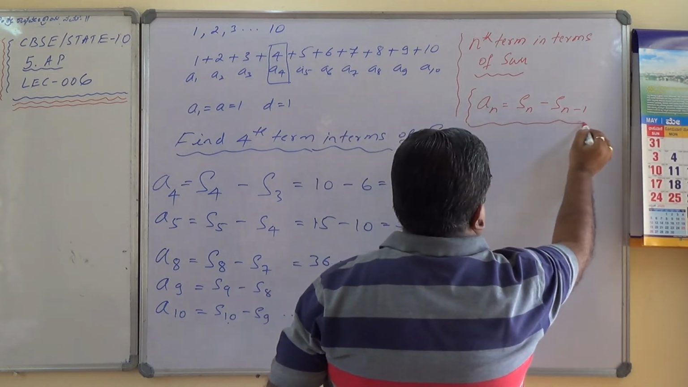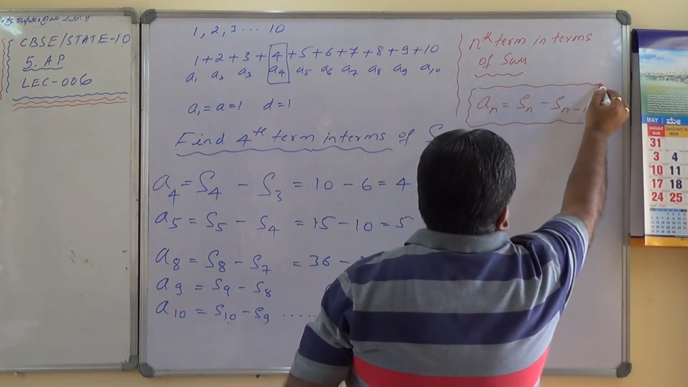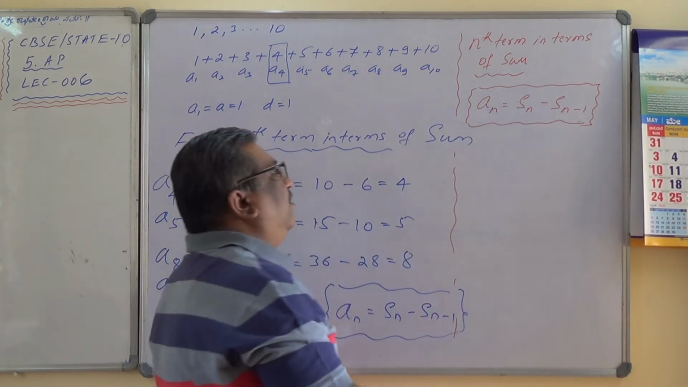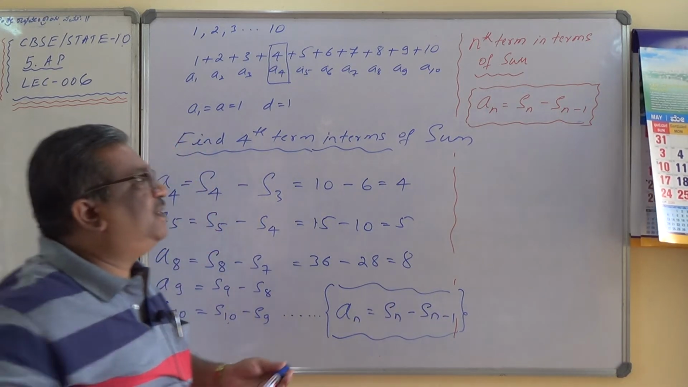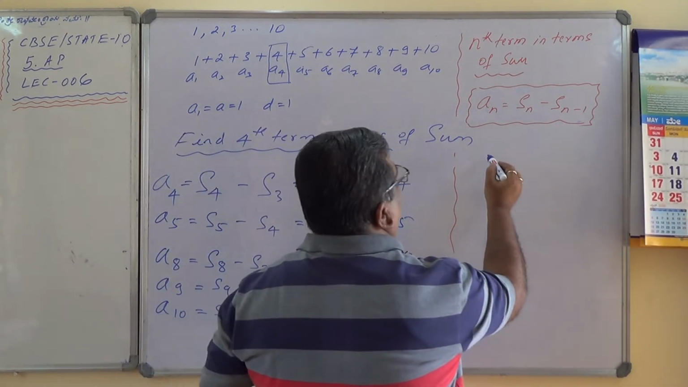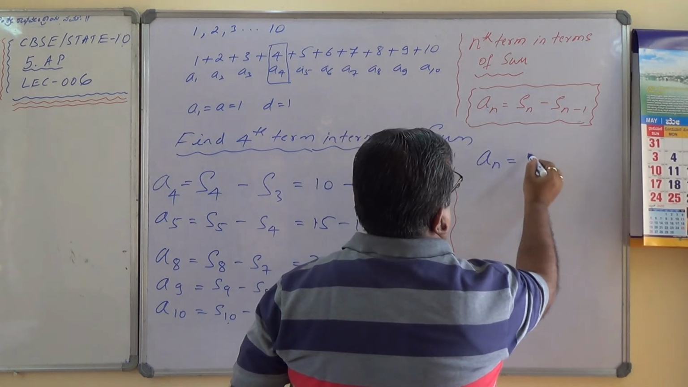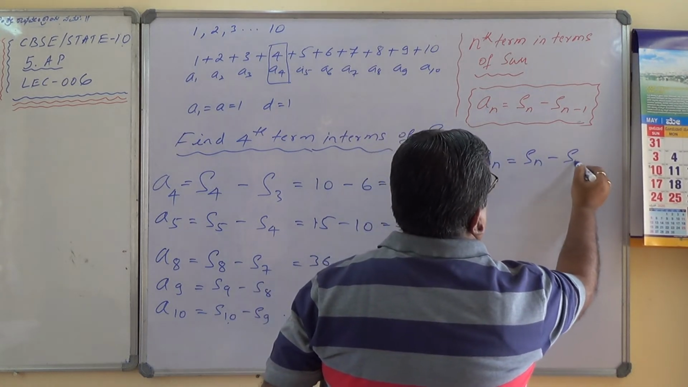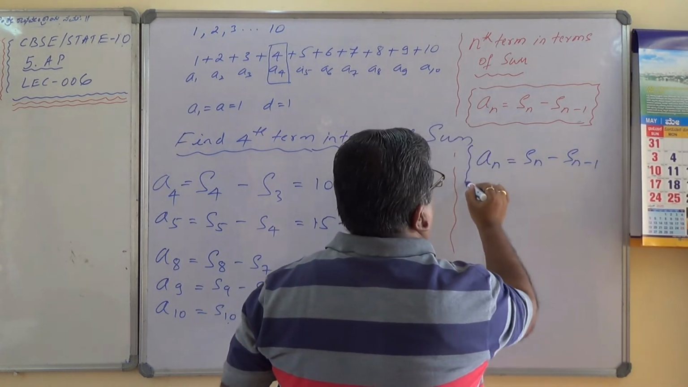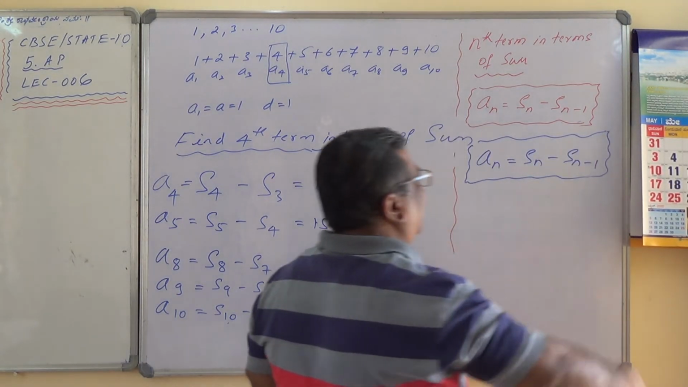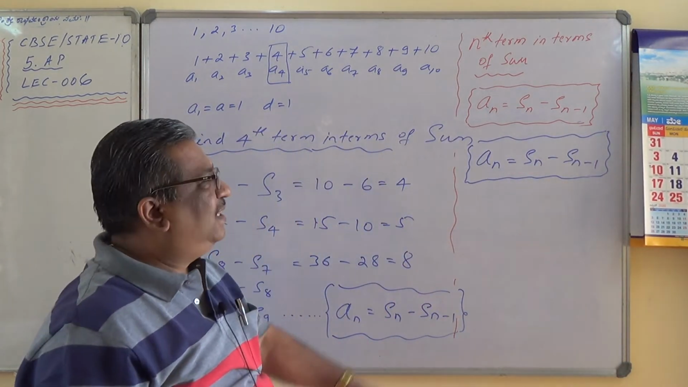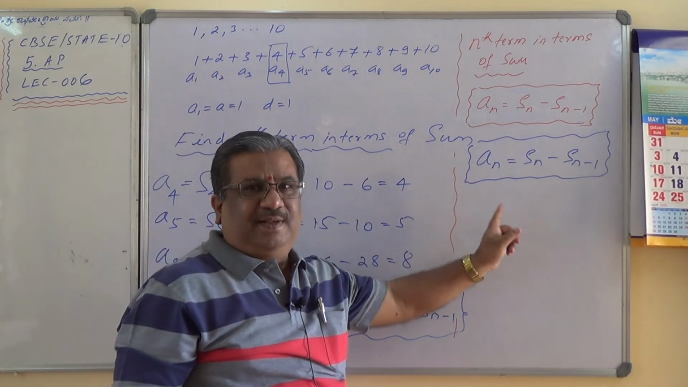Please do not neglect this formula. In your textbook it is given and it is used quite frequently. If this is not clearly visible, once again I am writing here with blue: An equals Sn minus Sn minus 1. Most important formula. Many students neglect this. Believe me, a 1 mark question will come for this, and they will never be able to solve it. You must remember this one.